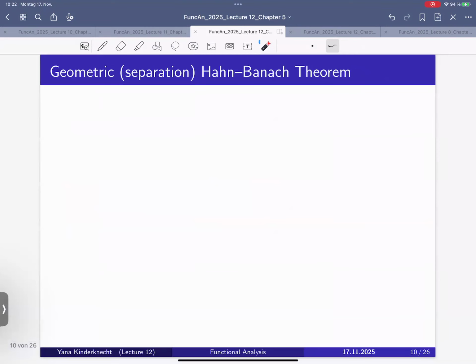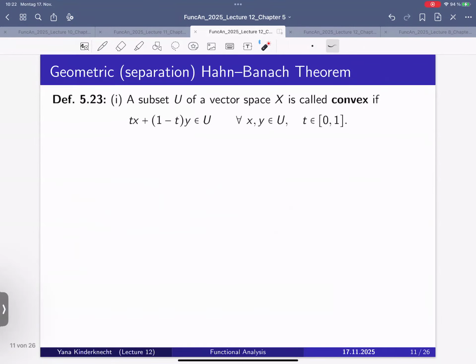Okay, so now another portion of corollaries of the Hahn-Banach theorem, namely the geometric Hahn-Banach theorem or separation Hahn-Banach theorem. So what is it all about? First some definitions. A subset U of a vector space X is called convex if together with any 2 points of this set also the whole interval connecting them belongs to this set. So it's a convex linear combination of 2 points, that is, if I have point x and point y, this is the whole interval between these 2 points.